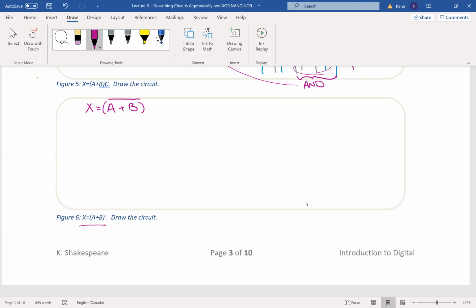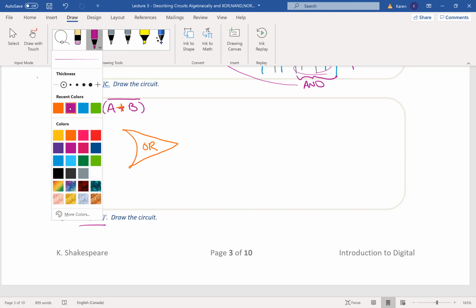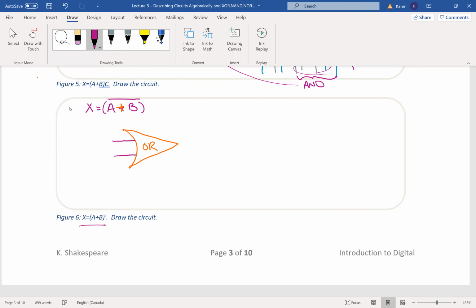So I know that I'm going to need an OR gate because I see the OR here. This is an OR symbol. So I'm going to draw an OR gate. Please always put OR inside your OR gate, or we don't really know which one we're drawing. A would come into the OR gate, B would come into the OR gate.